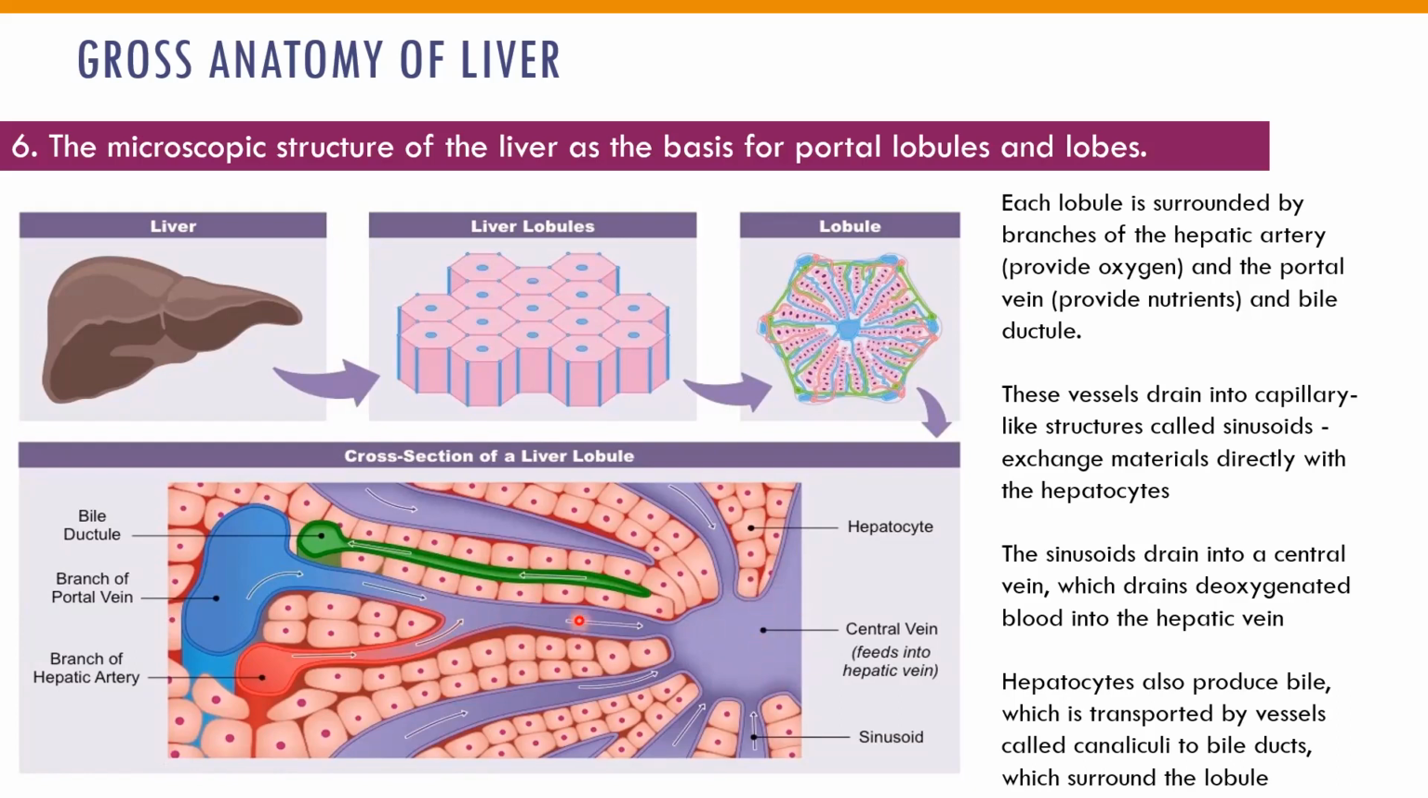Hepatocytes also produce bile at the same time. They produce bile and drain it into the canaliculi of the bile duct, and it drains into the bile duct and is eventually stored in the gallbladder.